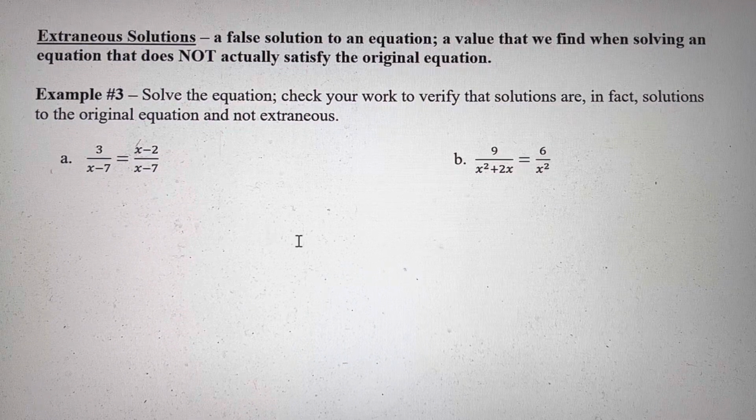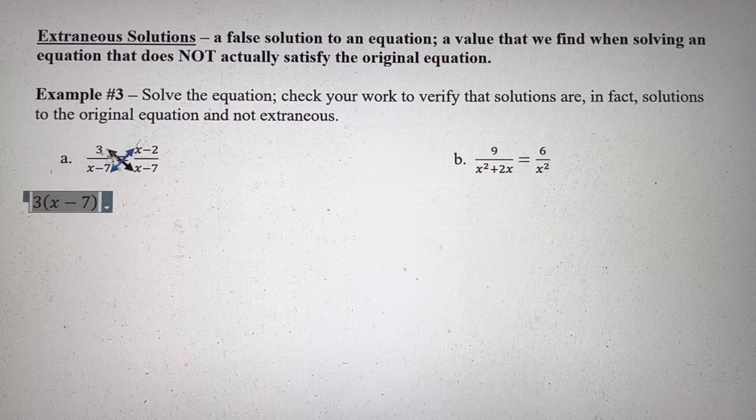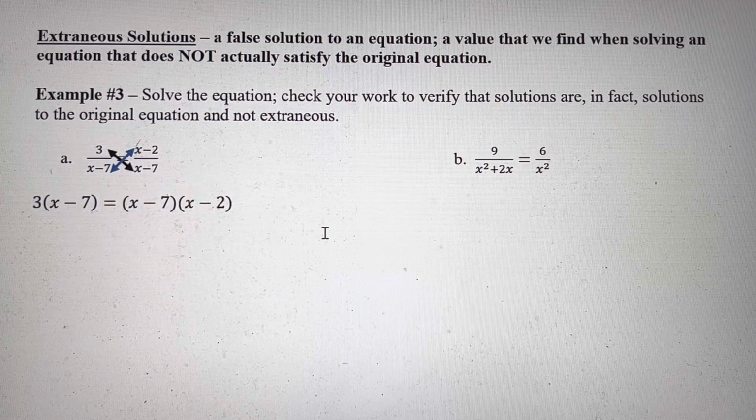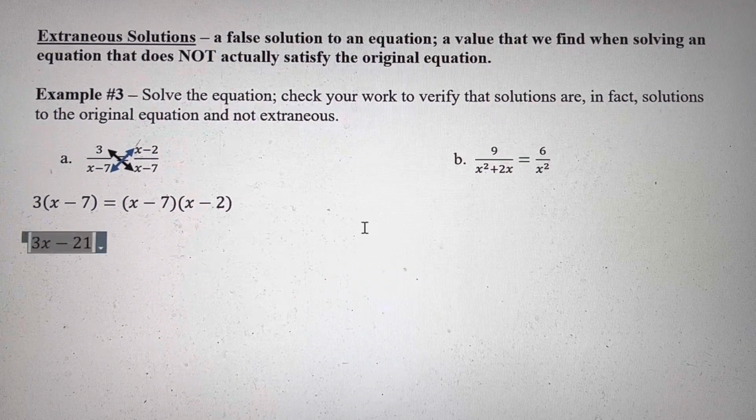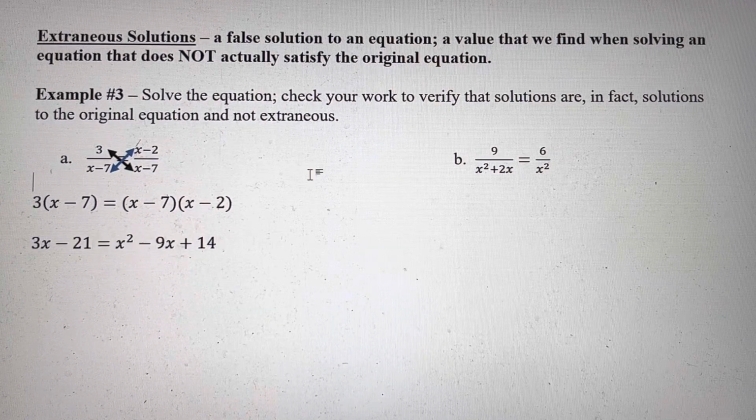So as we go through the solution process here, we should be good at this now. These are ones where we can use the proportion. We can cross multiply. All right, so I've got 3 times x minus 7. And on the right side, I've got x minus 7 times x minus 2, okay? So let's go ahead and distribute on both sides. So I get 3x minus 21 on the left side. On the right side, I get x squared minus 9x plus 14, okay?